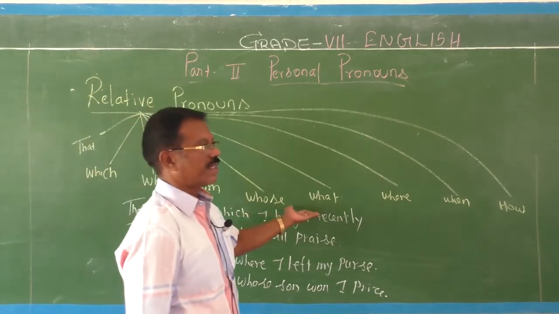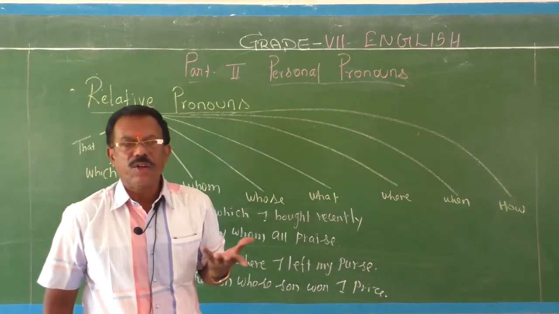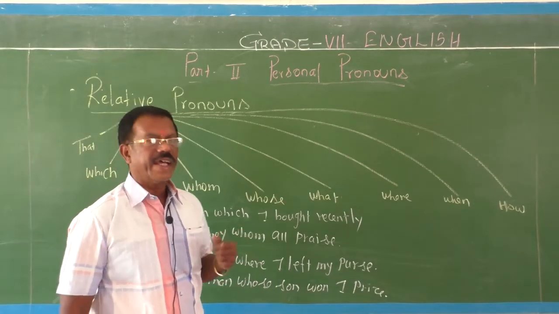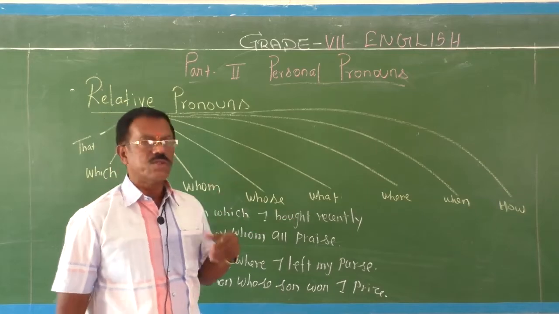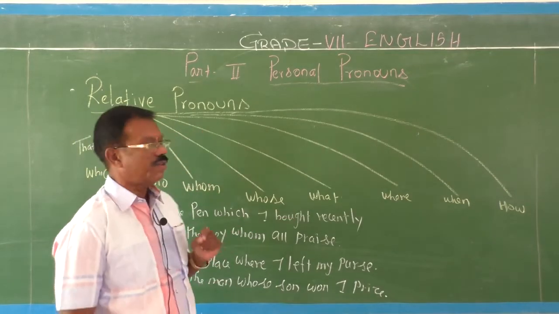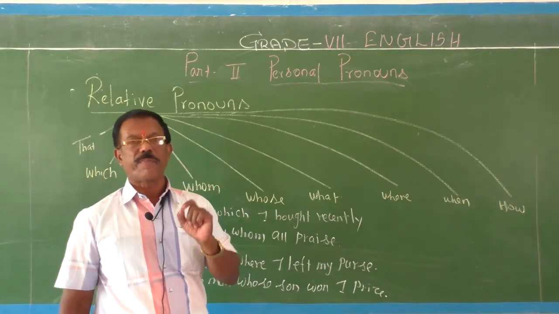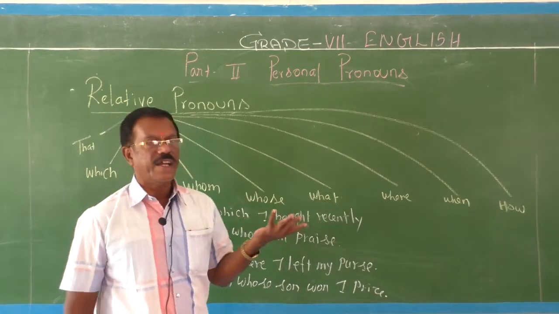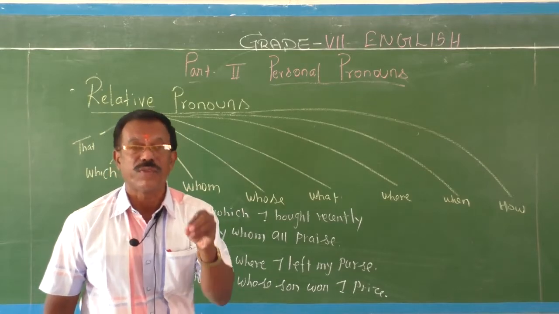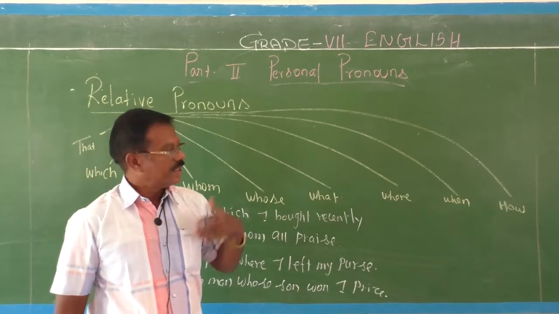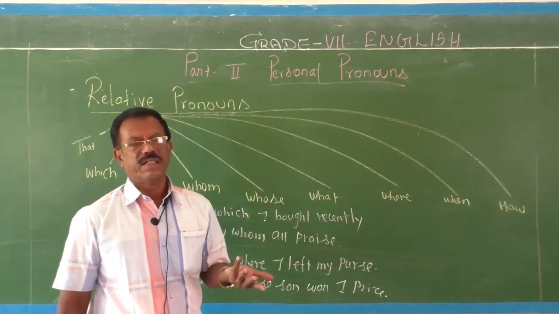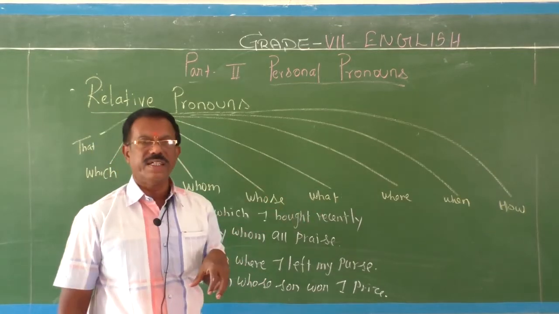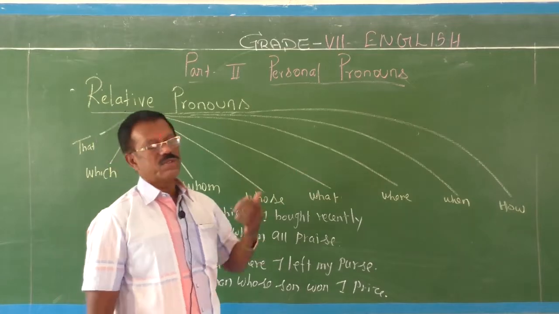And what we use as a relative pronoun to refer to the reason. I don't know what he said. And then where is actually a relative adverb, but it functions as a relative pronoun. It refers to the place. To refer to the place, we use where. When refers to time. How refers to the manner: when we want to refer to how the action has been done by the subject, we can use the relative pronoun how.